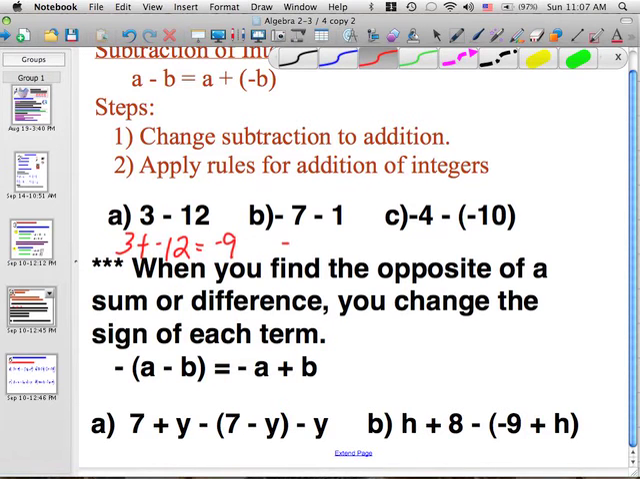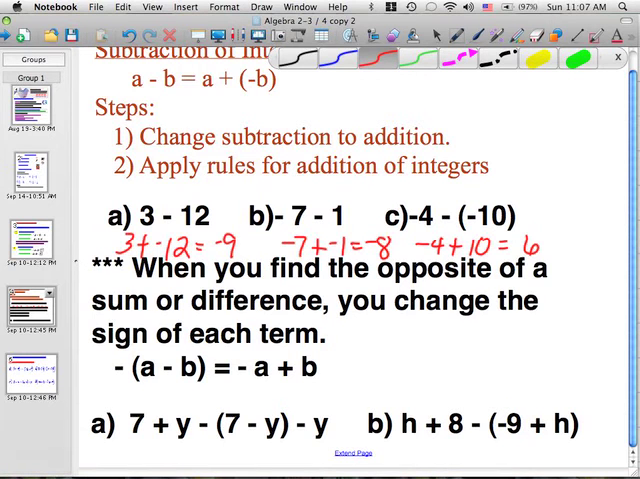Since the signs are different, subtract and take the sign of the number that there is more of. -7 minus 1 becomes -7 plus a -1, which equals -8. And then the last example, we'll change subtraction to addition and change the sign of the second number, and we get +6, since there is more of the 10.